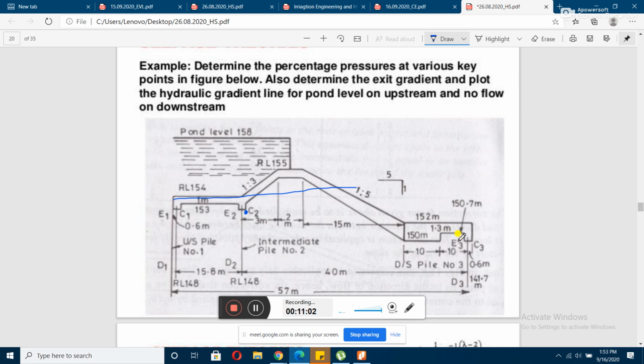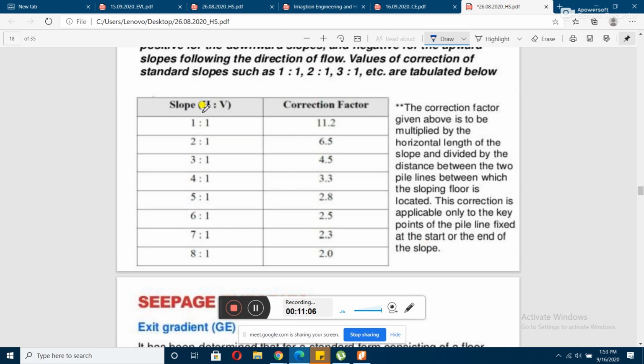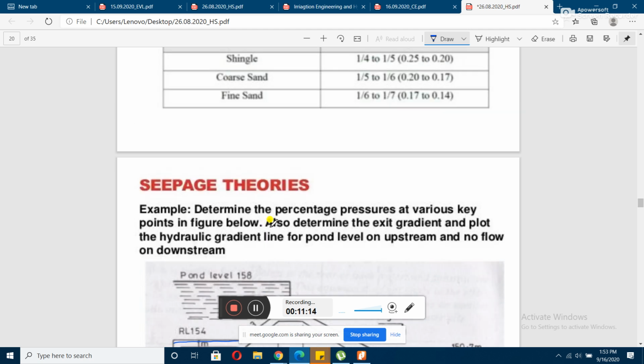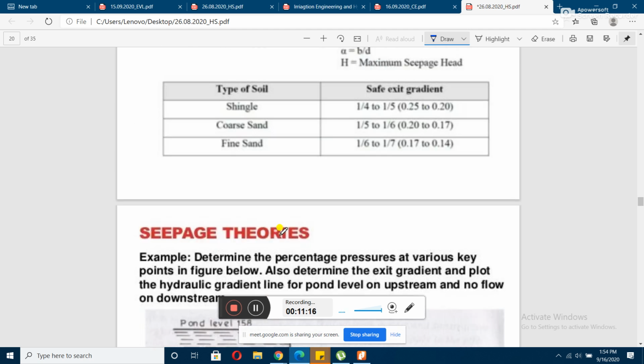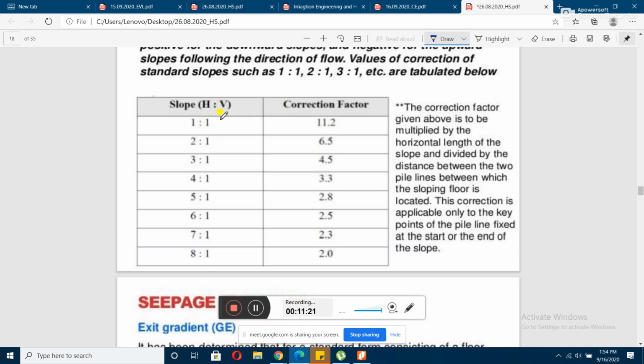So I hope you can understand this. And what will be the correction through this particular table, according to the slope? Suppose for this slope you can see it is 1:3, vertical to horizontal it is 1:3. So horizontal to vertical, what is that? 3:1. So you can see that for the slope 3:1, the correction factor is 4.5, okay. So 4.5, just look at the correction.